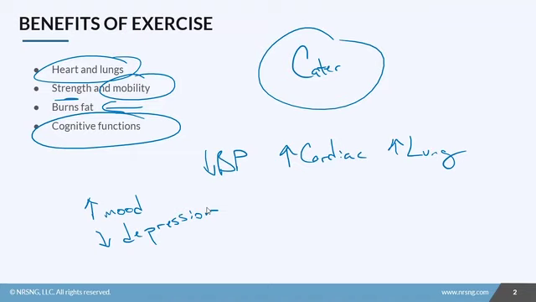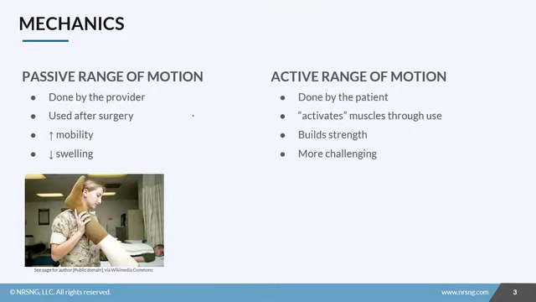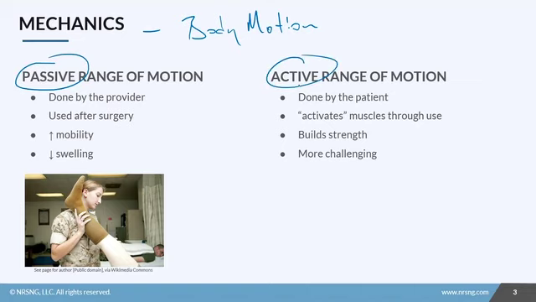So now that we've looked at the benefits of exercise, let's look into some mechanics of exercise. And when we talk about mechanics, what we're talking about is body motion. So we're looking at how a particular body part moves, or range of motion. And in this lesson, we're going to talk about passive range of motion and active range of motion.